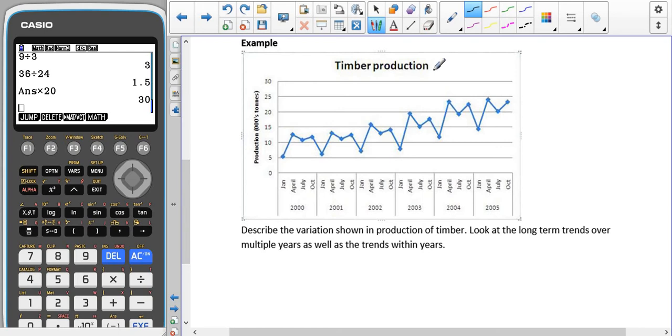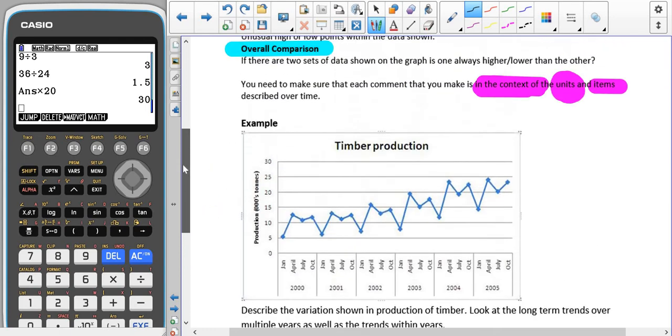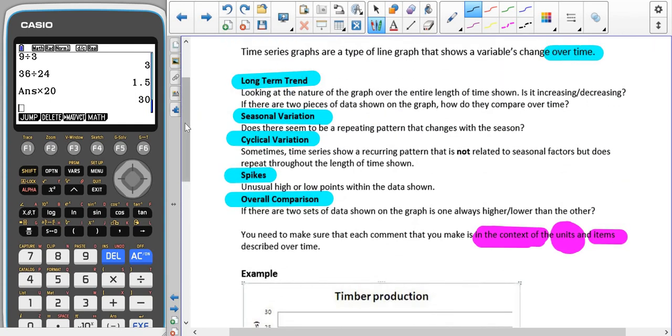So here we have timber production. Up the side, our units is production in thousands of tons. So we need to make sure that we pay attention to that. That's the units that we're going to be using. And we've got timber production here. So we're trying to describe the variation shown in production of timber. Look at the long-term trend over multiple years as well as the trend within the year. So if we start off with the first point that we made before, long-term trend.